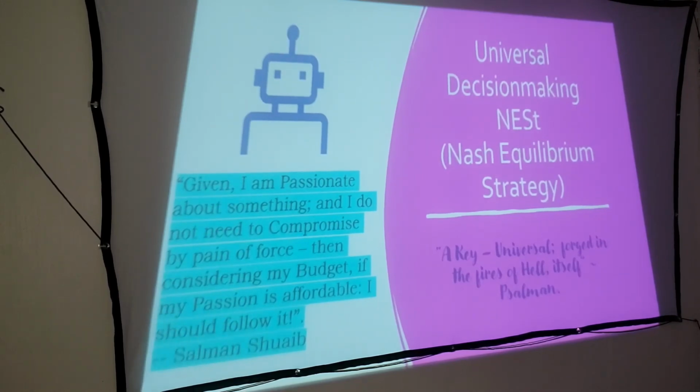So this is an example of applying universal decision-making NESt, a key universal.